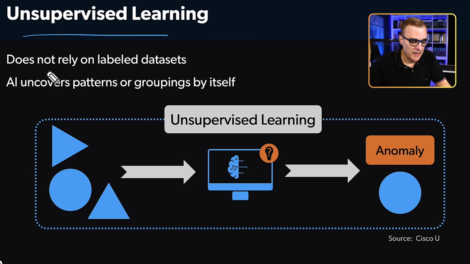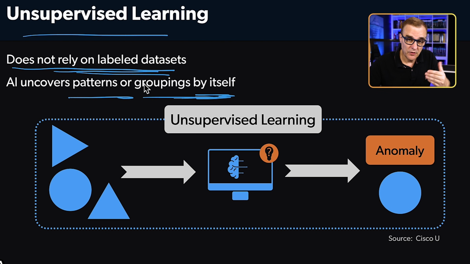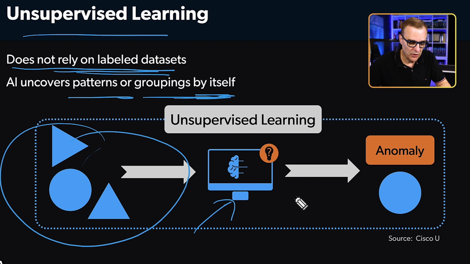Now, unsupervised learning is different to supervised learning in that it does not rely on labeled data sets. We basically allow the AI to uncover patterns or groupings by itself. So this obviously has a lot of potential in that we don't have to pre-classify the data. We just let the machine discover stuff itself. So we give it a bunch of data. Machine looks, as an example, for anomalies in the data.